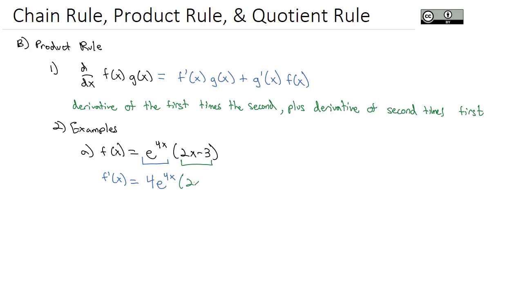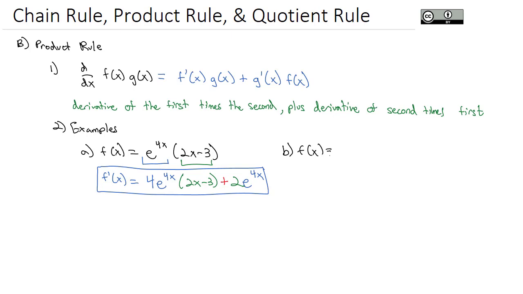Then we multiply by the second function exactly like it is. And then we do a plus. And now we take the derivative of the second function. The derivative of 2x minus 3 is 2. And then I multiply by the first function, e to the 4x. And so that's going to be my derivative: 4e to the 4x times 2x minus 3 plus 2e to the 4x. Let's do another example.